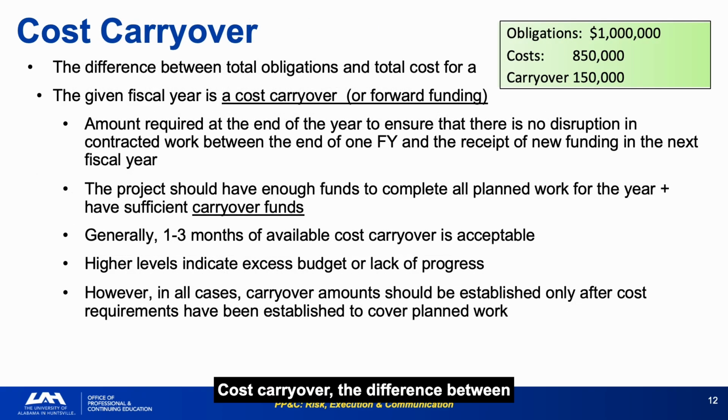Cost carryover. The difference between total obligations and total costs at fiscal year end is the forward funding that sustains continuity of work between the end of one fiscal year and the receipt of new funding at the start of the next. 1 to 3 months of available cost carryover is the acceptable range. Above that range signals either excess budget or insufficient progress, both of which will attract oversight attention.